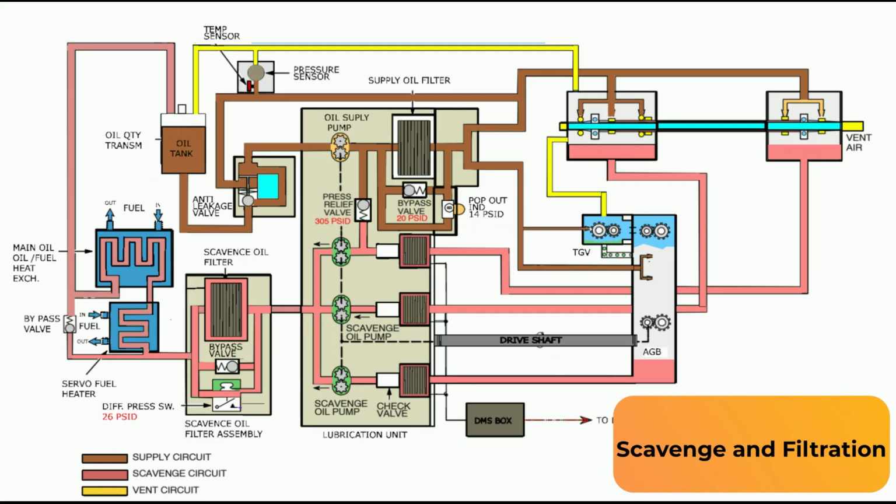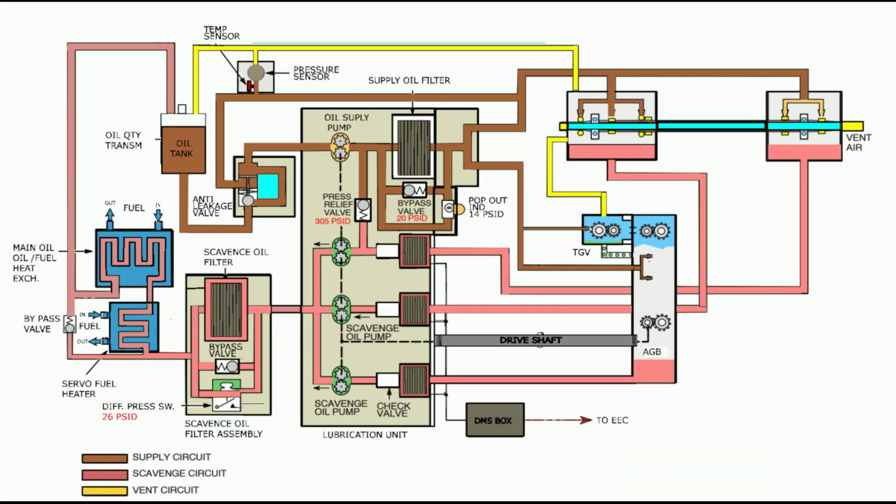Scavenge and filtration system. The lubrication unit includes separate scavenge pumps for the forward and aft sumps. Oil collected from the sumps is drawn through the corresponding magnetic chip detectors located within the lubrication unit. The oil is cleared of metallic particles by these magnetic chip detectors. Subsequently, the oil is sent via a single line by the scavenge pumps to the scavenge oil filter.